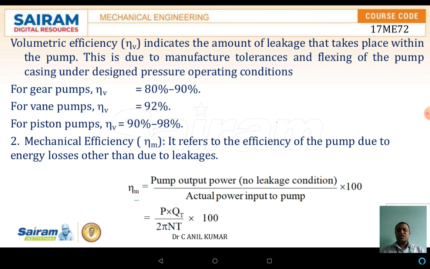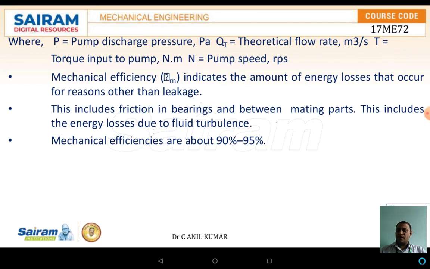The mechanical efficiency. Mechanical efficiency refers to the ratio of the pump output to the actual power input. This is also expressed as a percentage. The mechanical efficiency of the pump is due to the energy losses other than the leakages.